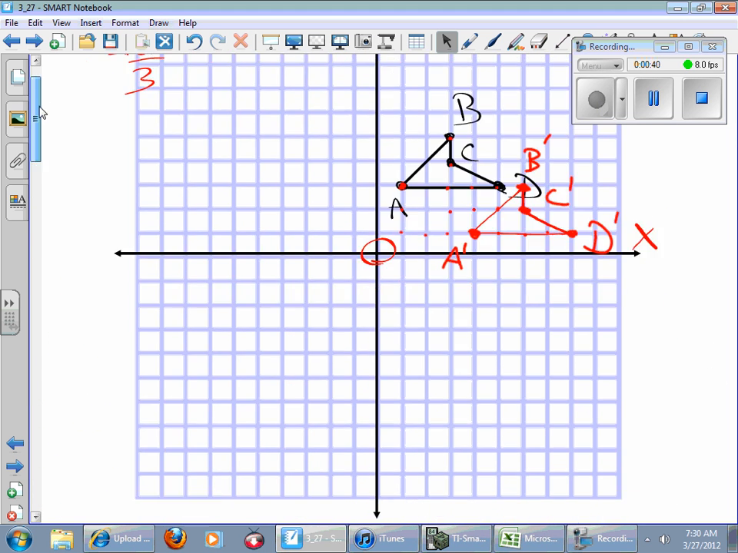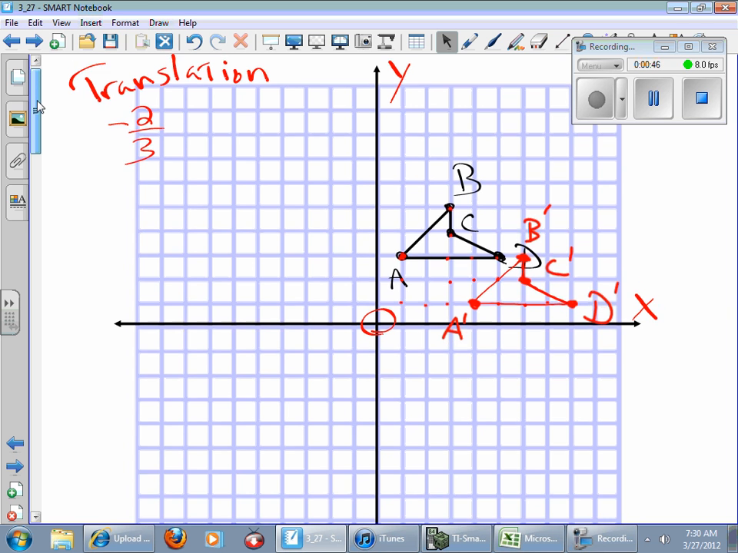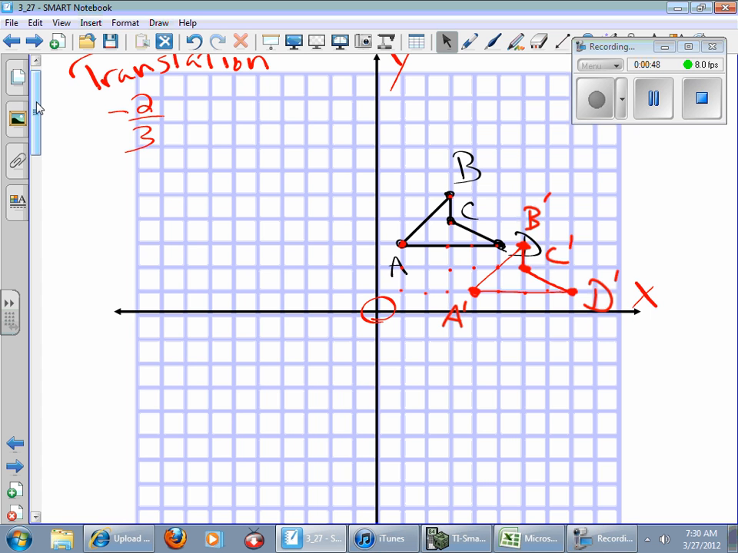We reviewed this translation where we just slid it down 2 and right 3. And remember, you have to specify. You can't just say, oh, it's a translation. You have to tell how it moved. One acceptable way is down 2, over 3. Another way could be as simple as saying down 2, right 3. You can't really just say over 3. You got to say right, because you got to tell if it's positive or negative.